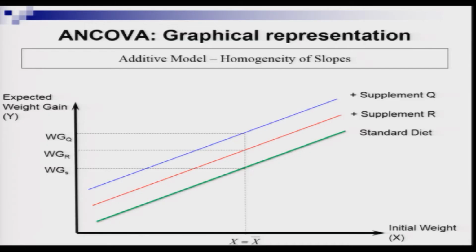So, in this slide I am going to present the first case, which is the case of the additive model, and it says that there is homogeneity of slopes. That means that there is no interaction anyway. This will be much clearer as I start explaining the diagram.